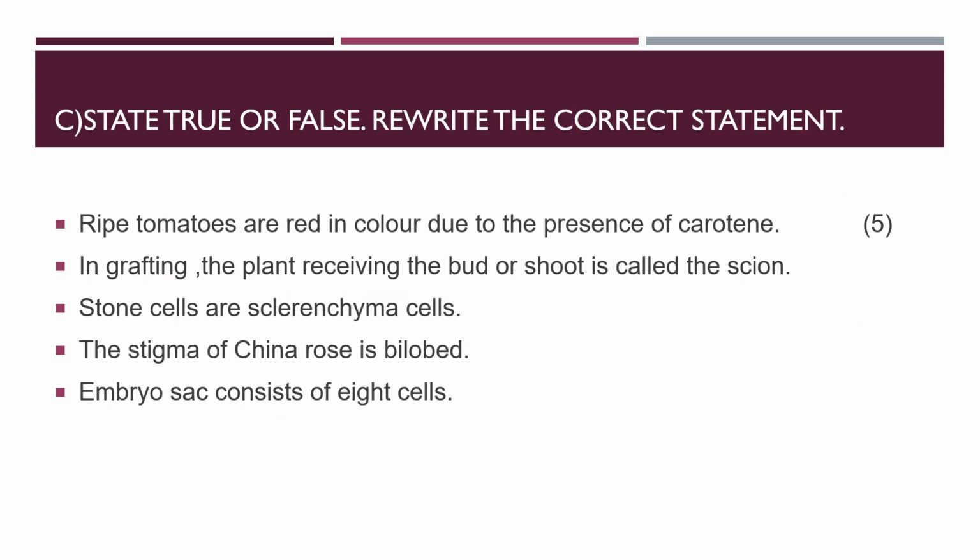The next one is state true or false and rewrite the correct statement. So what is the first answer? The ripe tomatoes are red in color due to the presence of carotene. In grafting, the plant receiving the bud or shoot is called scion. Stone cells are sclerenchyma cells. The stigma of China rose is bilobed. Embryo sac consists of 8 cells. So you should state whether these statements are true or false and then rewrite the correct statement.